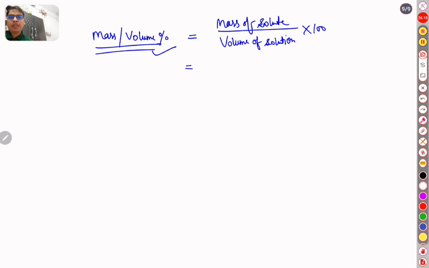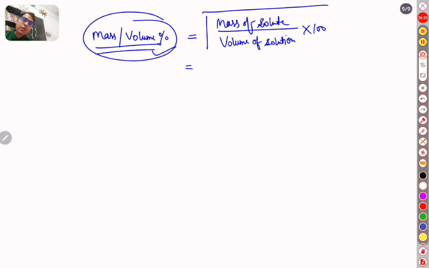Suppose we have to find out the mass by volume percentage, then we will use this formula: mass of solute by volume of solution into 100. So let us talk about an example. Thereafter, we will solve the next question, and I hope we will understand all the topics given in your book and in many books. Let us write a question.